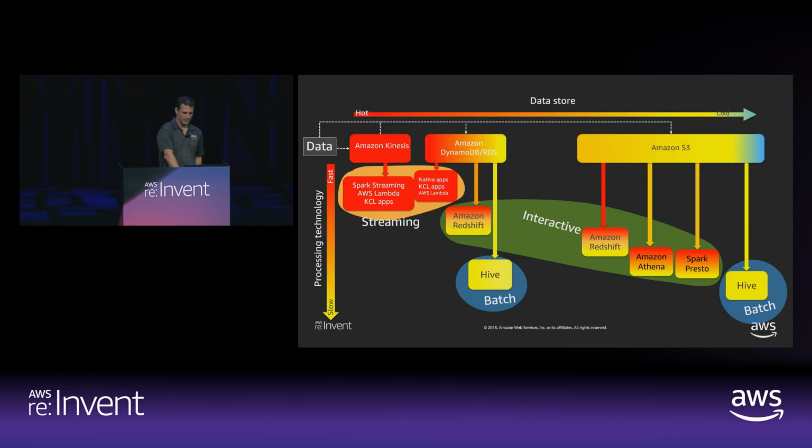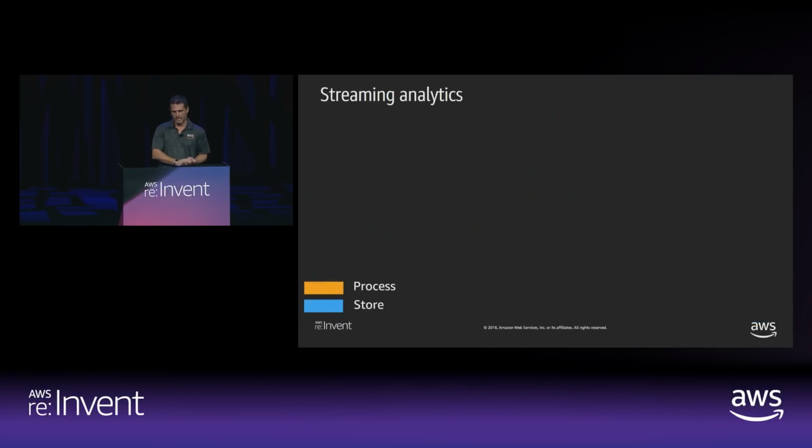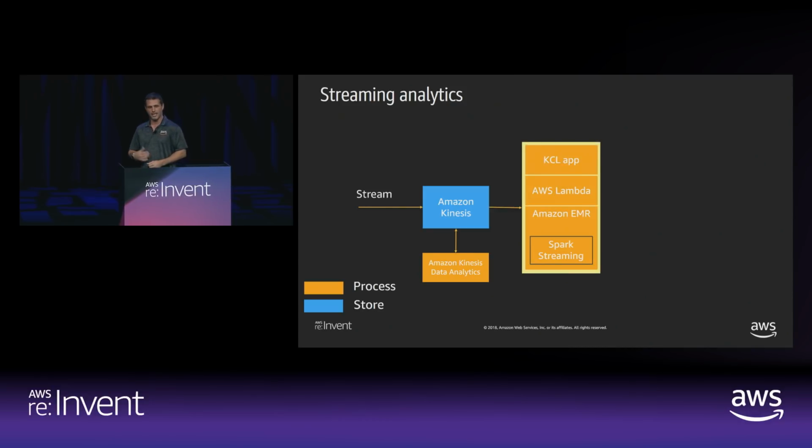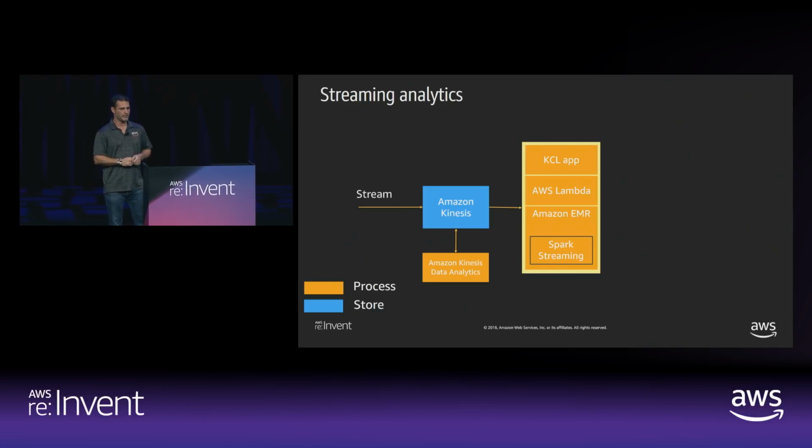So let's step through examples of all these. With data streaming in, very often you want to run real-time analytics on that data. You could use Kinesis Data Analytics. You could use the KCL, Lambda, EMR with Spark streaming, those sorts of things.